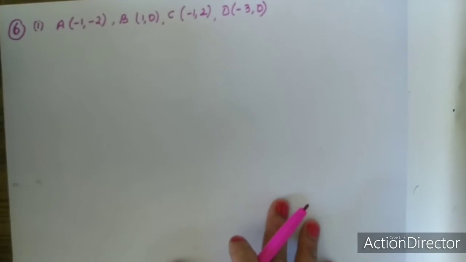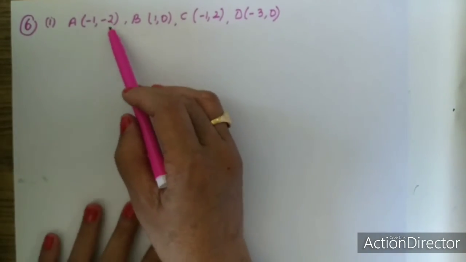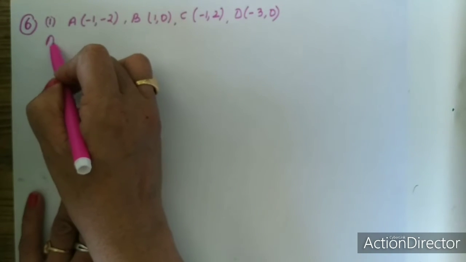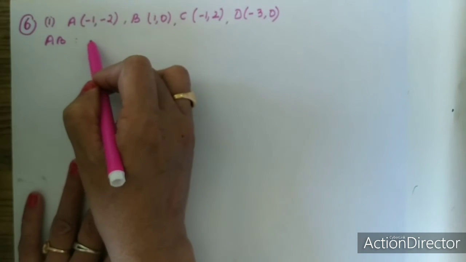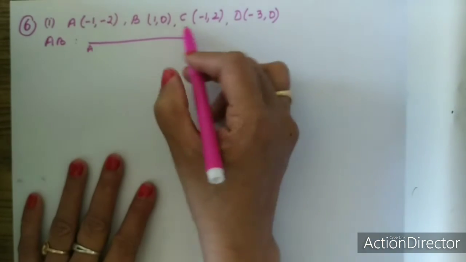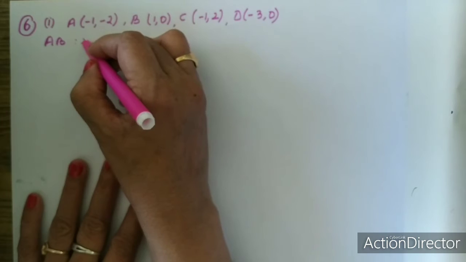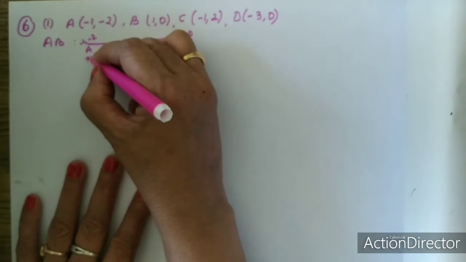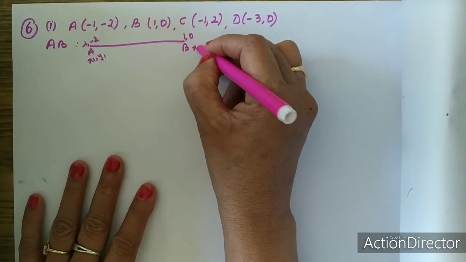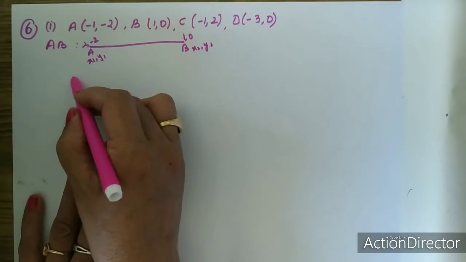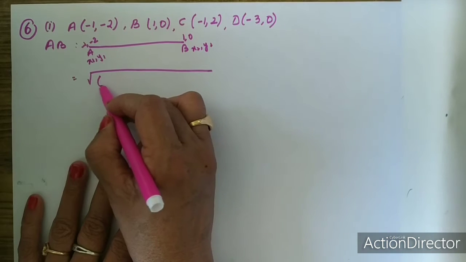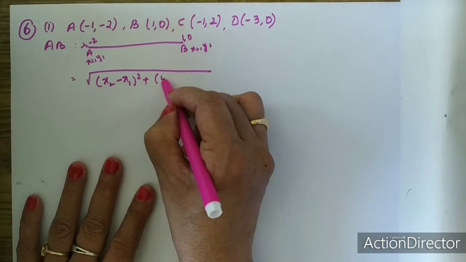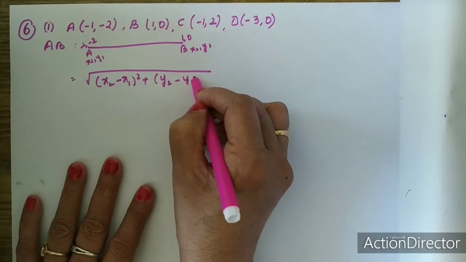So what is A over here? A is minus 1, minus 2 and B is 1, 0. So first let us do AB. So AB, as I said earlier, you draw the figure A and B. So what is A? Minus 1, minus 2 and B is 1, 0. So I write it over here x1, y1 and x2, y2. So write the formula under root of x2 minus x1 whole square plus y2 minus y1 whole square.